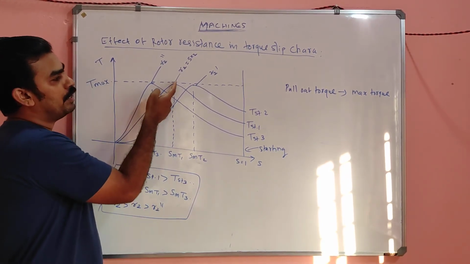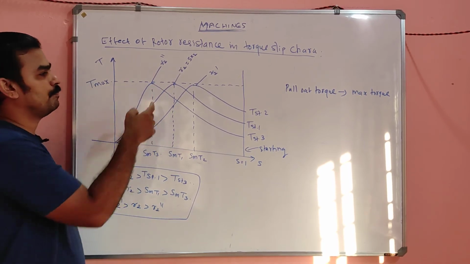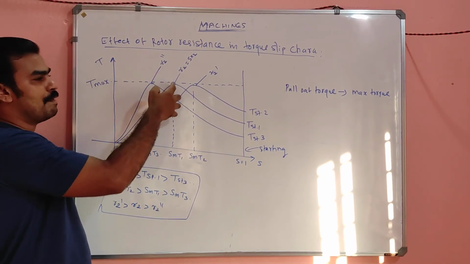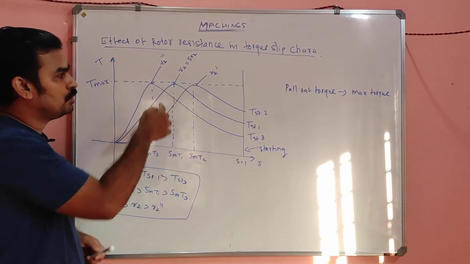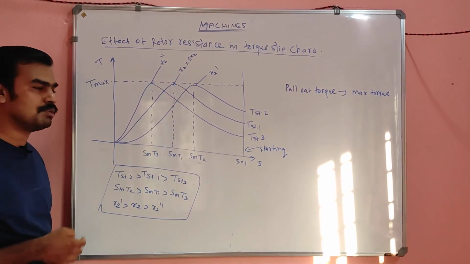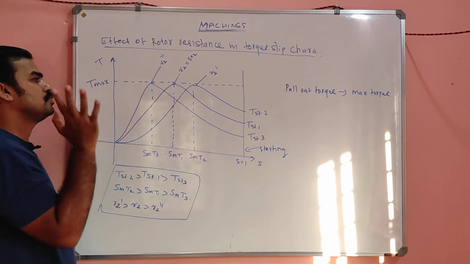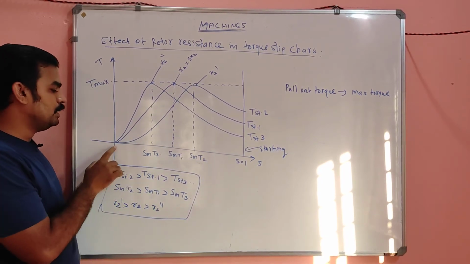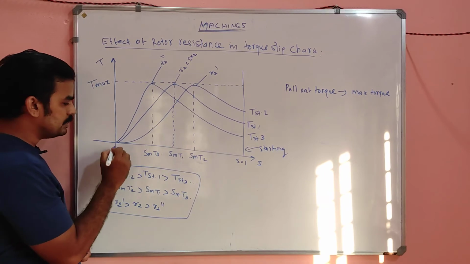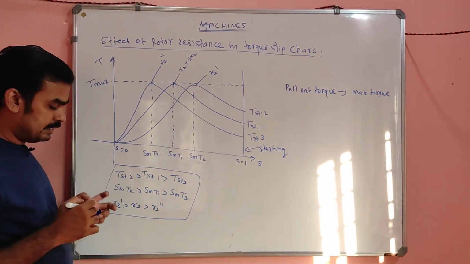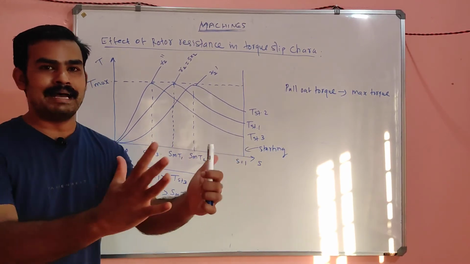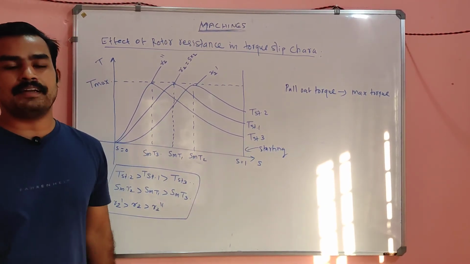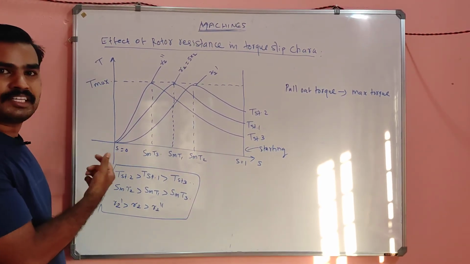So up to this point, this point is called the pull-out torque. After the pull-out torque, the torque starts decreasing, and it finally goes to slip equal to 0. Slip equal to 0 is when the rotor speed and the synchronous speed match together. It will never actually happen, but in the graphical representation you can represent it.